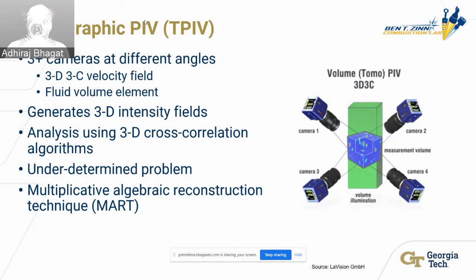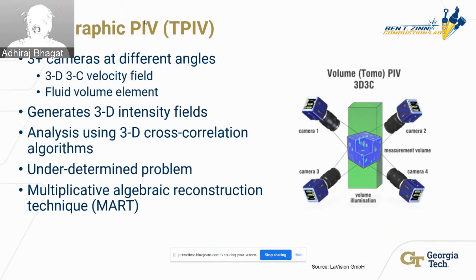It's considerably thicker, and the thickness is a lot more. And all four cameras will simultaneously take measurements of the same region, and they're usually placed with two on one side of the laser sheet and two on the other side of the laser sheet. Using the images that these cameras capture, you can generate 3D intensity fields, and then there's some really complex 3D correlation algorithms that help us reconstruct the volume that we were imaging.